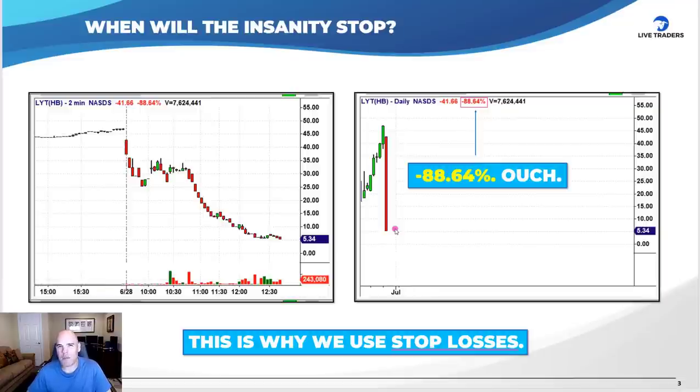Could you imagine if you had $1 million and you put it all in this stock because you thought this is the next great thing and now you're down to 120 grand? Ouch. You know, it's crazy. So have a stop loss in place. And if you don't have a stop loss, you might want to risk 2, 3, 4% of your whole investment capital, so at least you won't get killed.